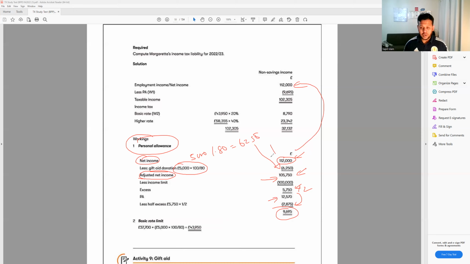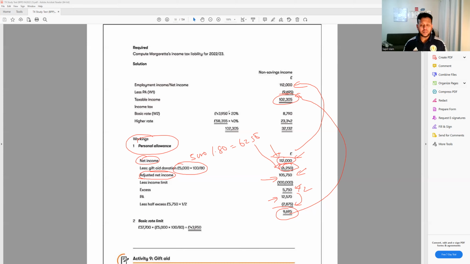But if I use this 112 figure, my personal allowance will be very much less, not 9,695. But this gifted donation helped me to have a higher personal allowance. How? Because it reduces my adjusted net income. For this reason, this 9,695 I'm going to use as my personal allowance. So my taxable income is 102,305, and the basic rate we have.